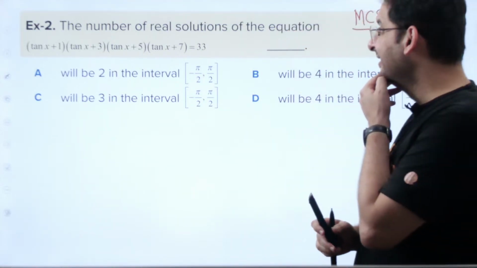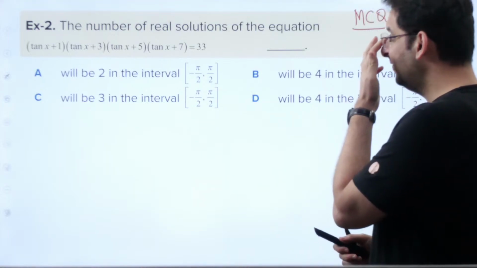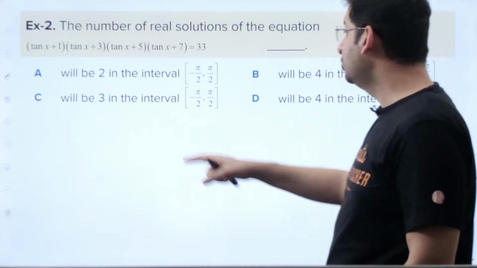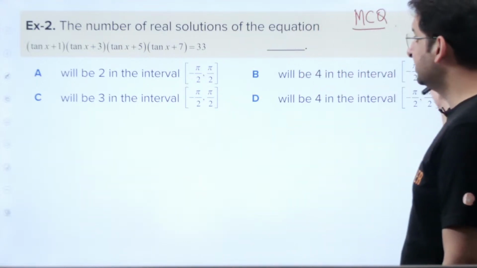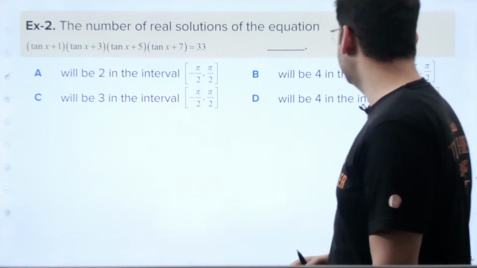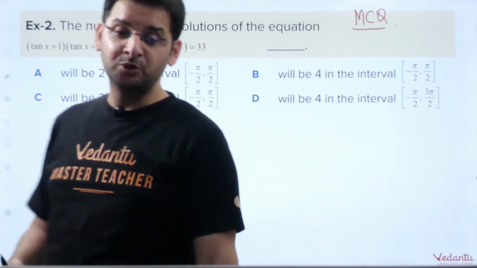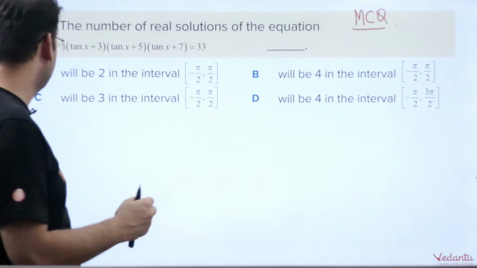How do we proceed? (tan x plus 1)(tan x plus 3)(tan x plus 5)(tan x plus 7) equals 33. There will be 2 solutions in this interval, 3 solutions in this interval, 4 solutions in this interval, 4 solutions in this particular interval. So what is going to be the correct answer?